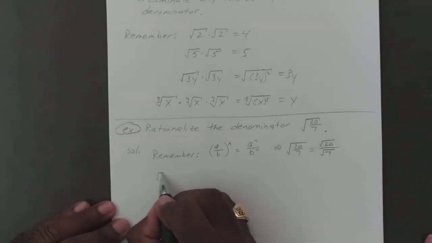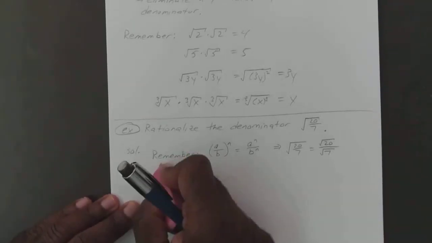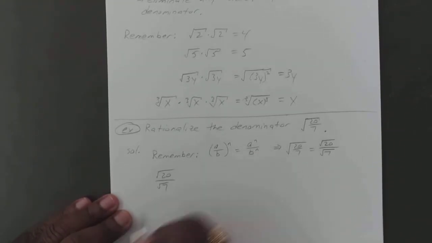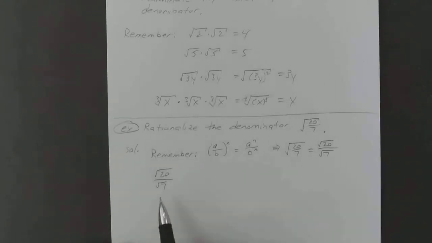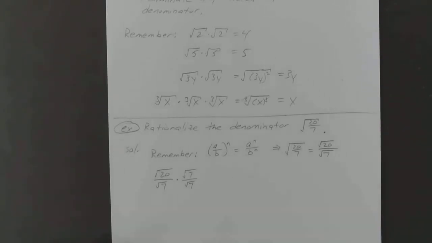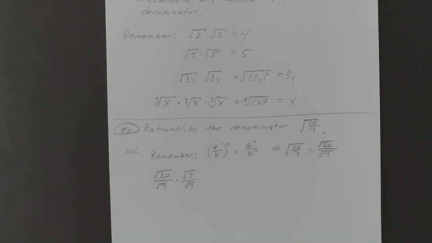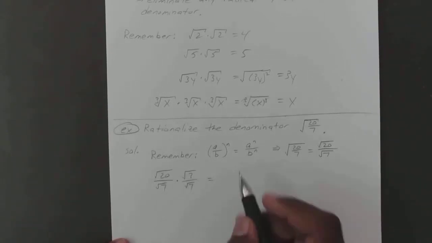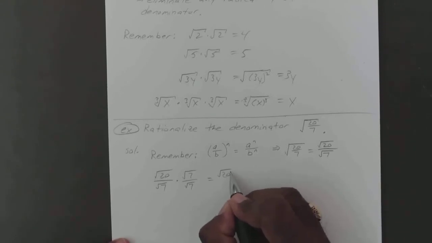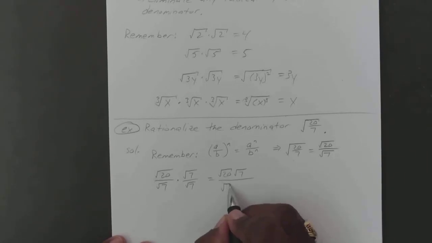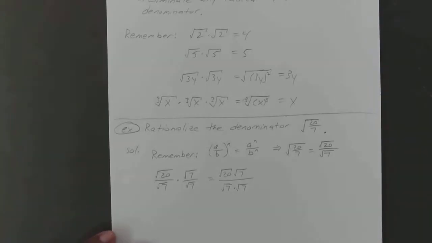Okay, so now that you have square root of 20 over square root of 7, to rationalize the denominator, you want to get rid of that square root of 7. So you actually multiply both by square root of 7. That gives you square root of 20 times square root of 7 over square root of 7 times square root of 7.